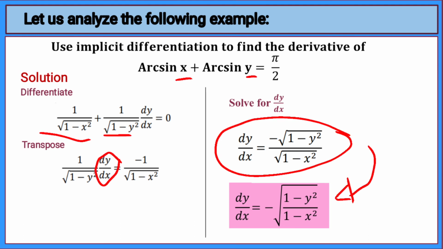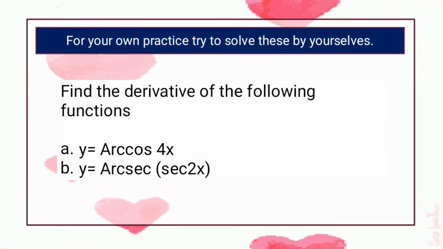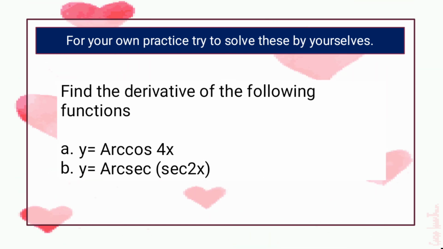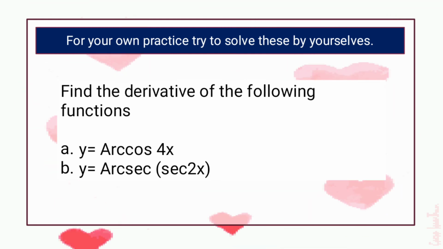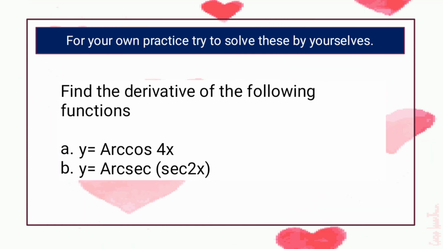Okay? So for your own practice, you can try to solve for this. Find the derivative of the following functions. So for A, you can find the derivative of y is equals to arc cosine 4x. And for B, you can find the derivative of y is equals to arc secant 2x.